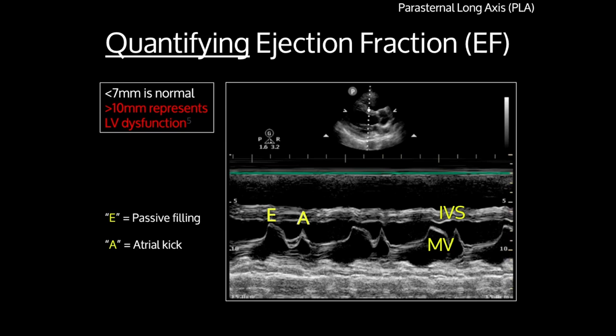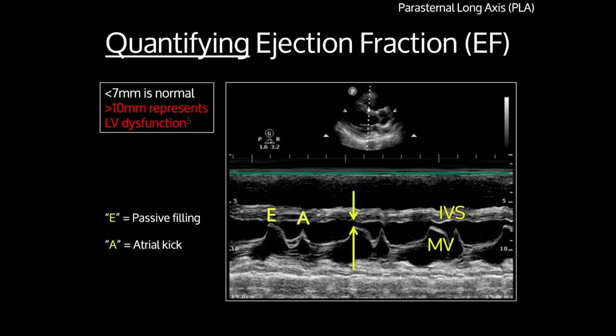I don't know if you noticed, but the anterior mitral valve leaflet slaps twice on the interventricular septum in a normal heart. The E represents the passive filling of the ventricles, and A represents the atrial contraction. The distance between the IVS and the squiggly lines shows just how close the anterior mitral valve leaflet gets to the interventricular septum.